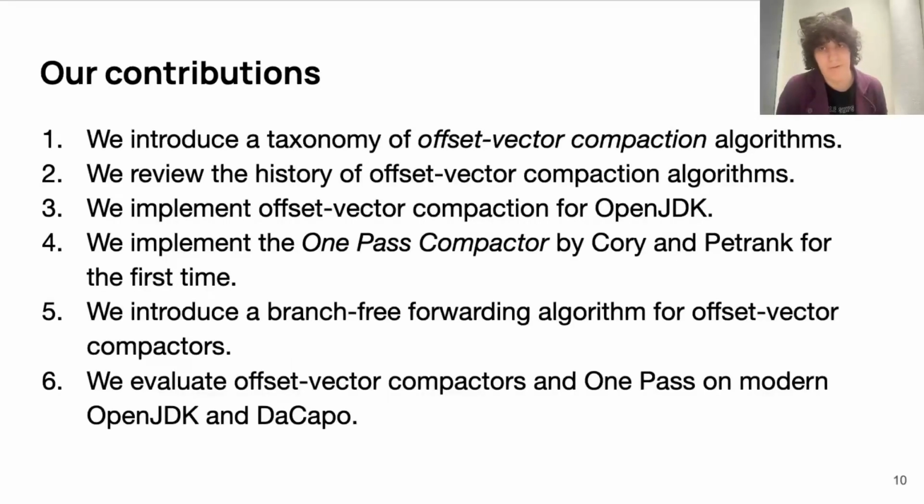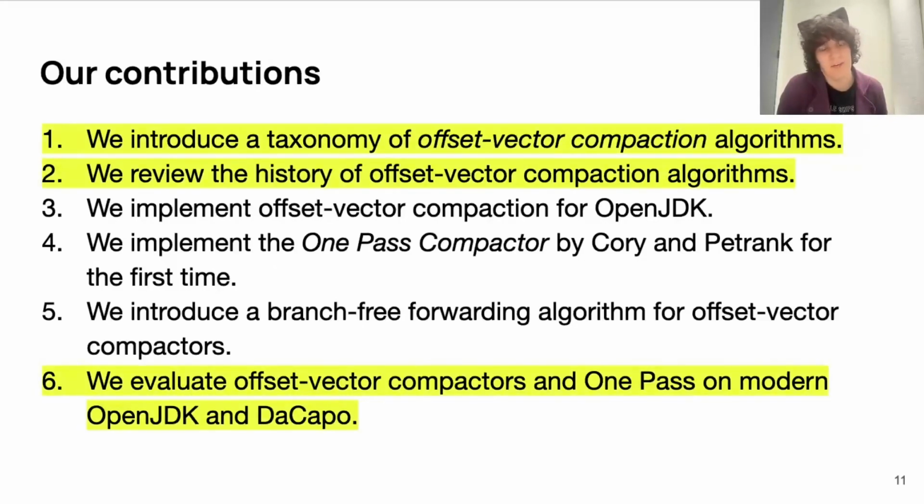We make 6 contributions with our paper. Broadly, we introduce the taxonomy of offset vector compaction algorithms and review their history. We implement a variety of offset vector compactors, including the one-pass compactor presented at ISMM'24 by Corey and Patton. We also introduce a new algorithm for computing the forwarding addresses based on a particular style of markup bitmap. And we finally evaluate all of these compactors on a modern OpenJDK with the DaCapo benchmark suite.